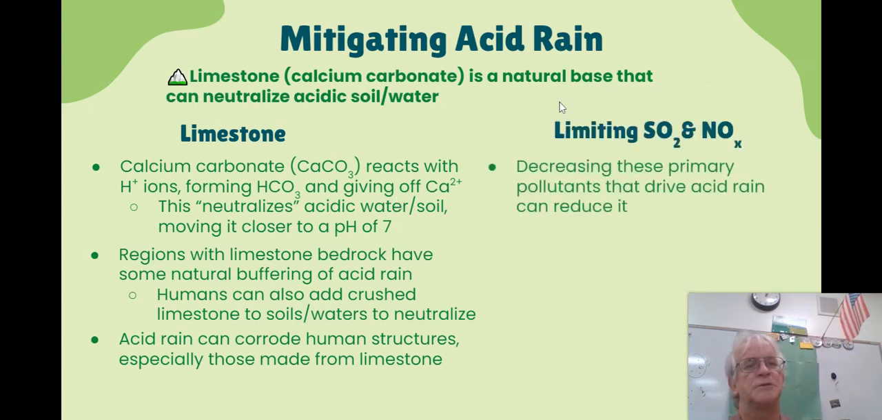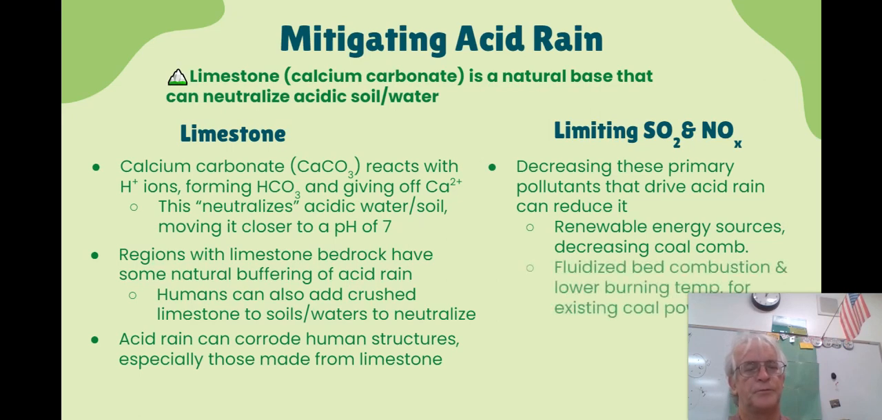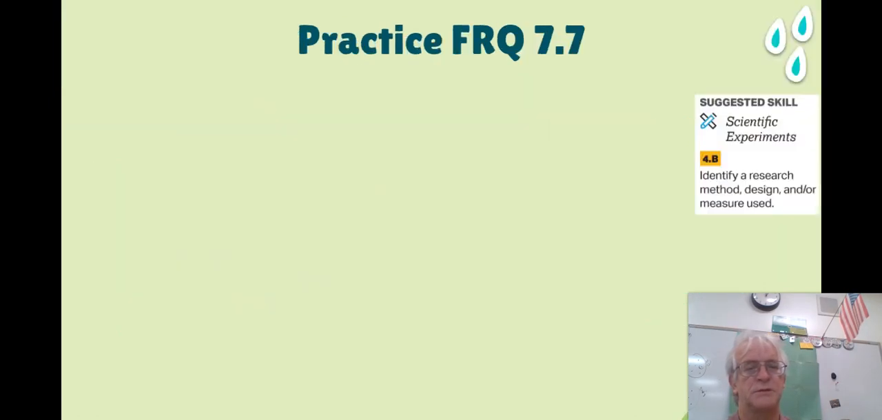We can limit sulfur dioxide and NOx by decreasing these primary pollutants. We can use more renewable energy sources, decreasing the coal. We can use fluidized bed combustion and lower burning temperatures in existing coal power plants, and therefore reduce the amount of sulfur dioxide and NOx being produced. We can use dry or wet scrubbers, which we've talked about before in a previous lesson.